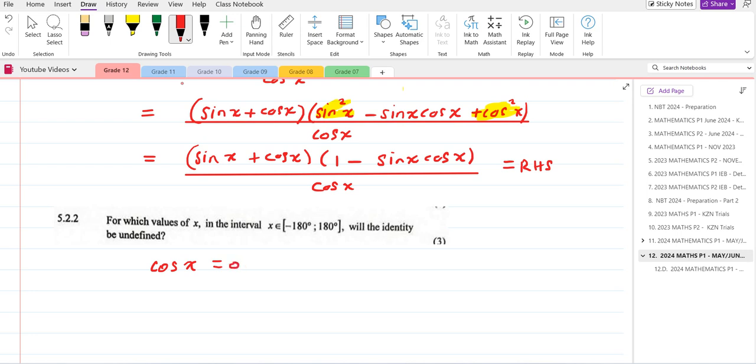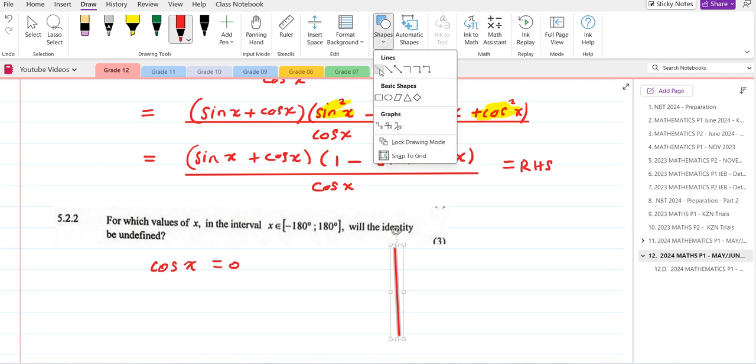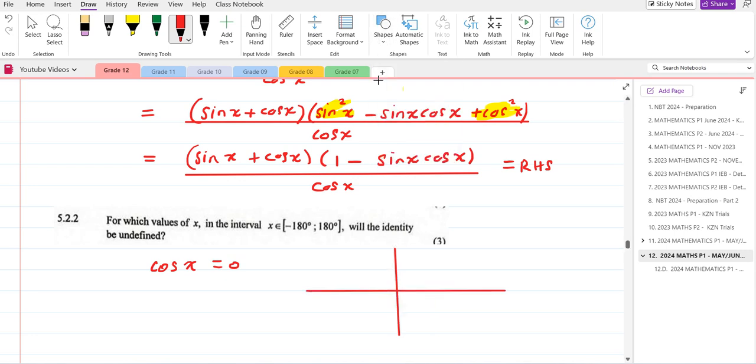And when is cos of x equal to 0? If you observe the graph of cos x, when is the cos graph equal to 0, right? I'm going to draw the graph from both sides. So we know we start at 1, dropping down, right?